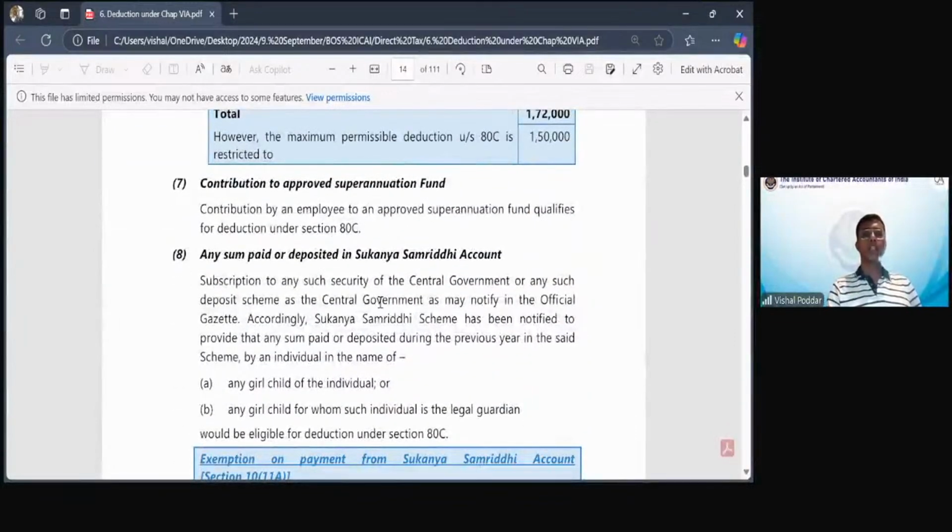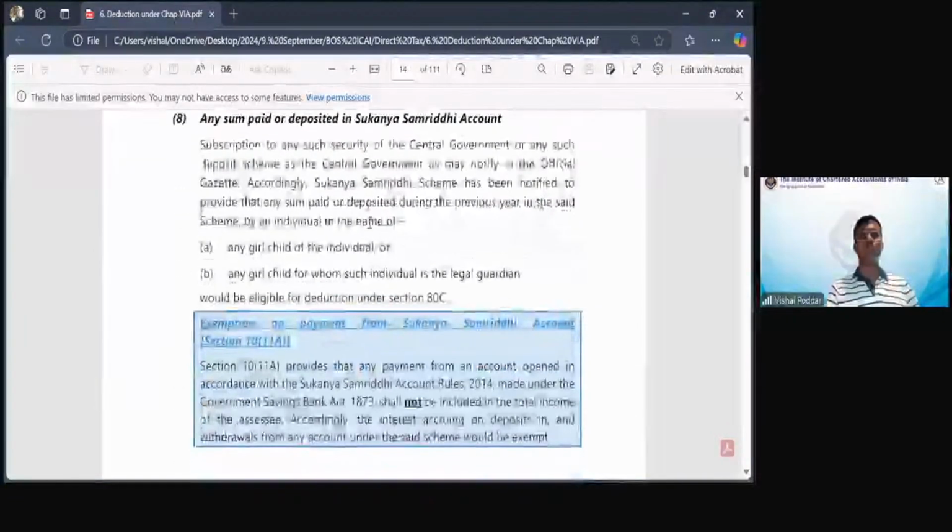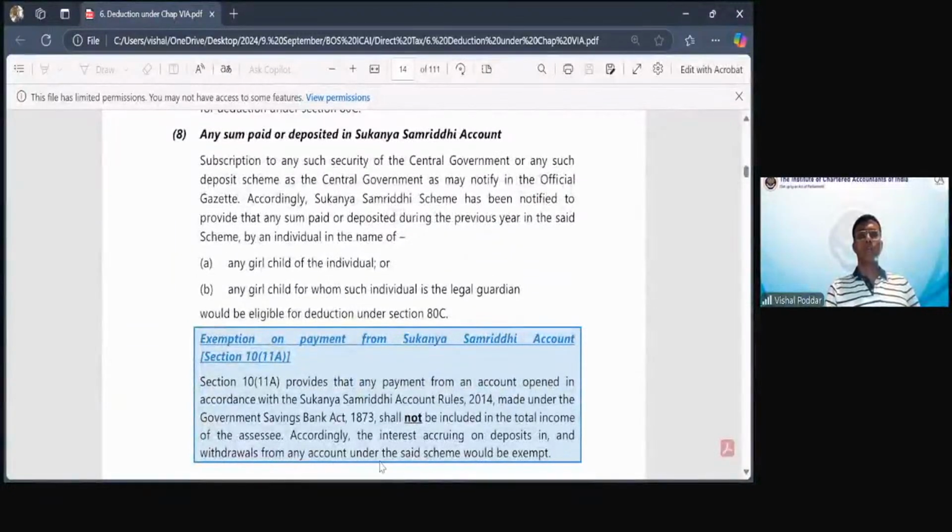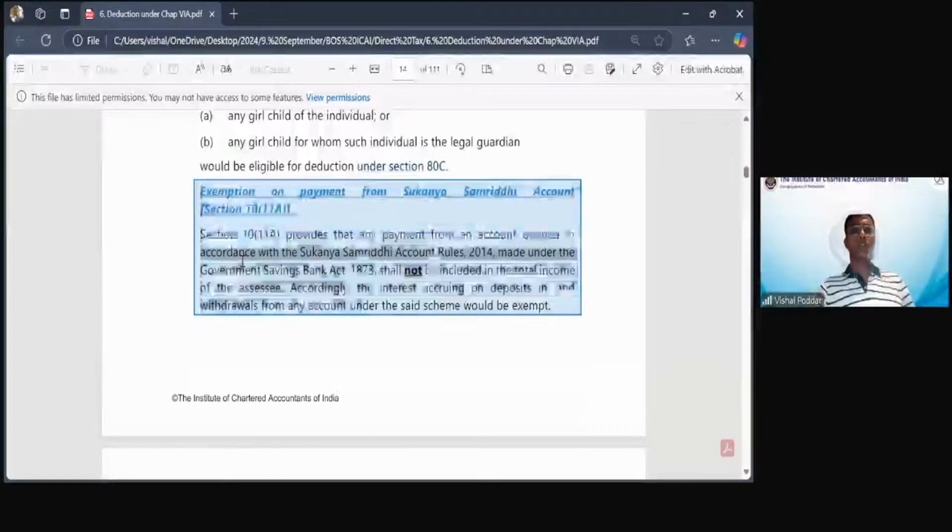Then again, you have studied this in the salary chapter, approved superannuation fund. Next is Sukanya Samruddhi scheme. So if you have taken this for your girl child, then you are eligible for this particular deduction. Next, when you withdraw the amount from this, at that time also there is exemption under section 10(11A).